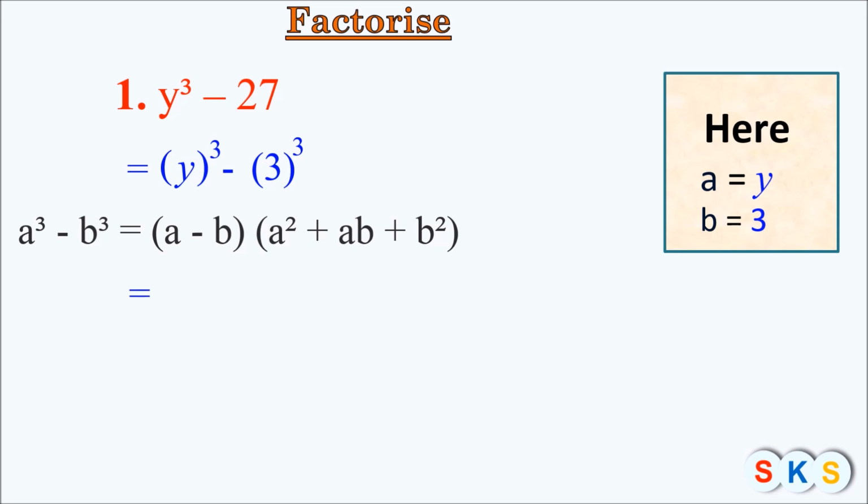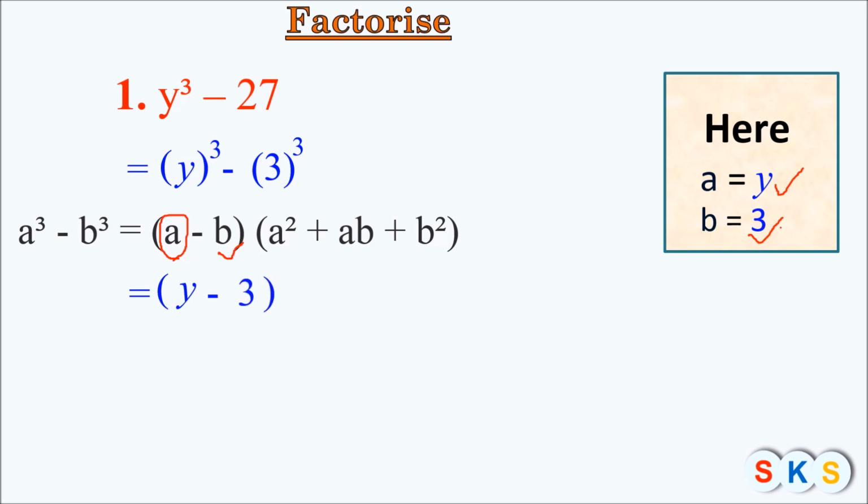Now we are going to substitute the values of a and b in this formula. Open round bracket. What is the first term in the bracket? It is a, and the value of a, as noted in the rectangular box, is y. After a, the second term is b, and the value of b in the rectangular box is 3. So I'm going to replace a by y and b by 3, and we will get y minus 3. We will close the bracket.